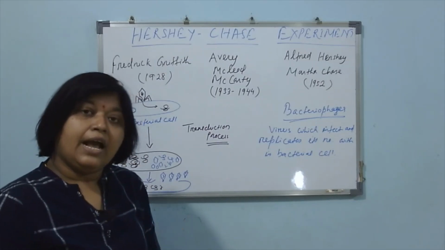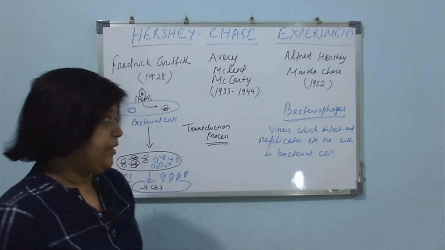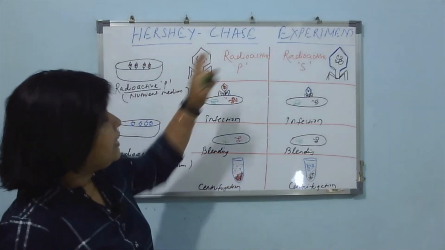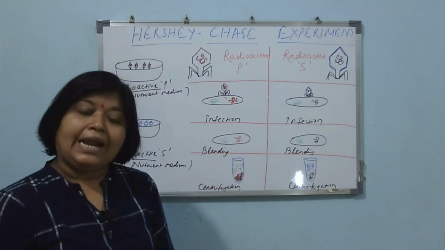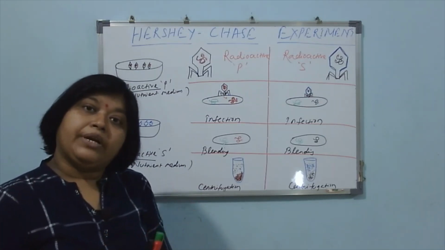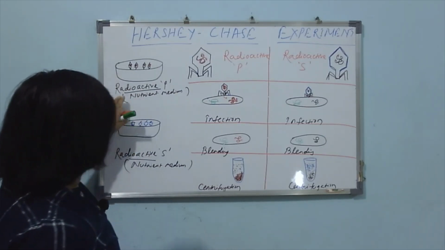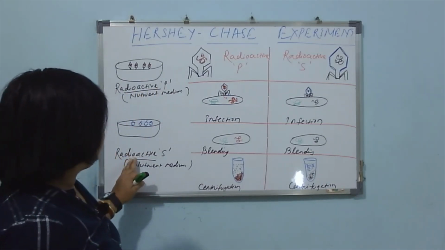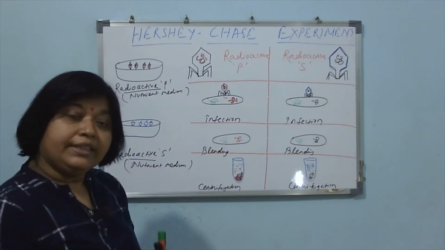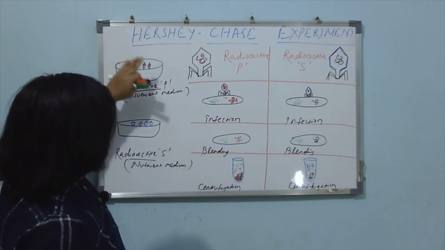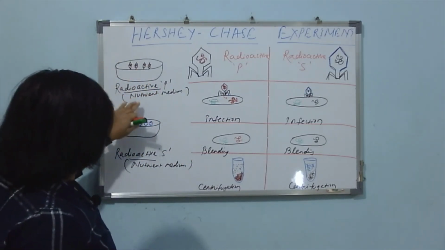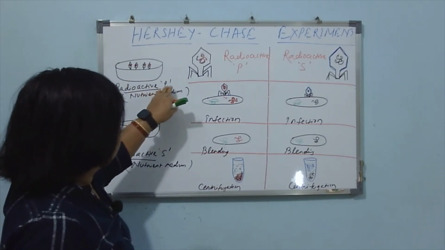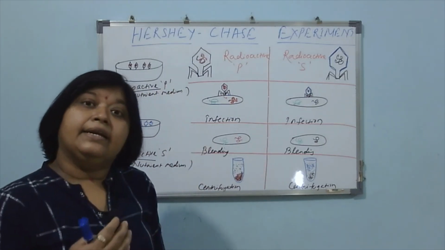Now we will see how they did their experiment. For their experiment, Alfred Hershey and Martha Chase took bacteriophages and grew them in two different nutrient media. One nutrient medium contains radioactive phosphorus, another contains radioactive sulfur. So in this case what did they find? The bacteriophages grown in this medium absorbed the radioactive phosphorus in their DNA.